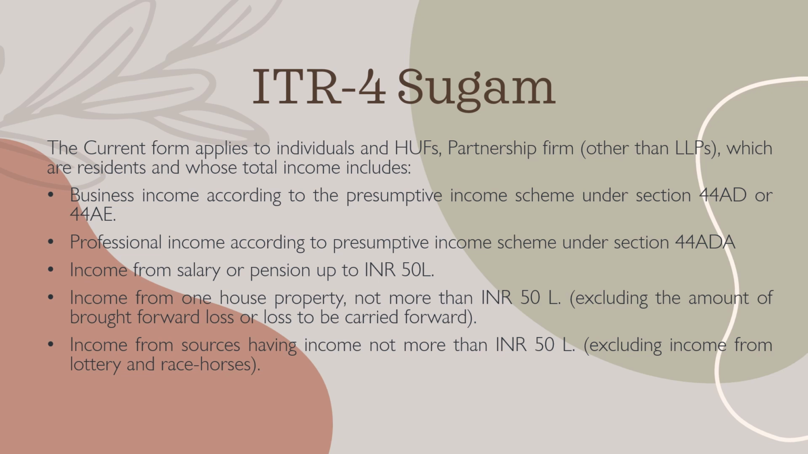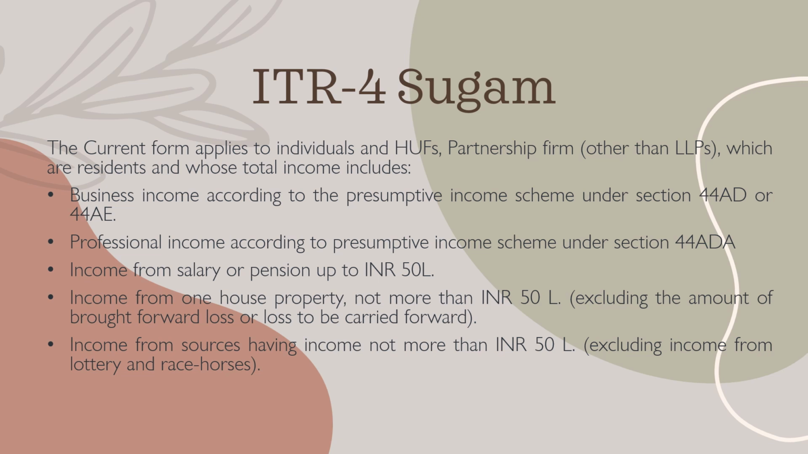The current ITR 4 applies to individuals, HUFs, partnership firms other than LLPs which are residents and whose total income includes business income according to the presumptive income scheme under section 44AD or 44AE, professional income according to the presumptive income scheme under section 44ADA, income from salary or pension up to 50 lakh rupees, income from one house property not more than 50 lakh rupees, income from other sources not more than 50 lakh rupees.